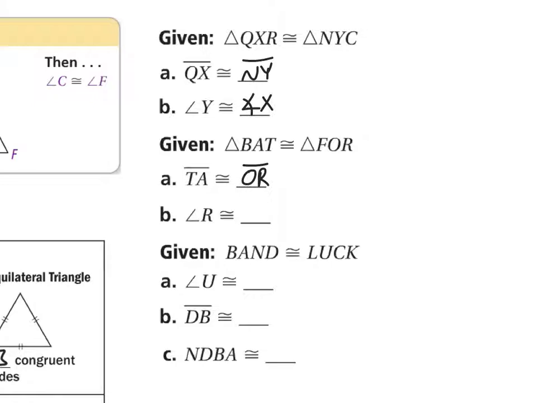Angle R is congruent to angle T. Angle U congruent to angle A. Line segment DB congruent to KL, line segment KL or LK. Here, be careful. NDBA is congruent to CKLU. All right, excellent, good work.